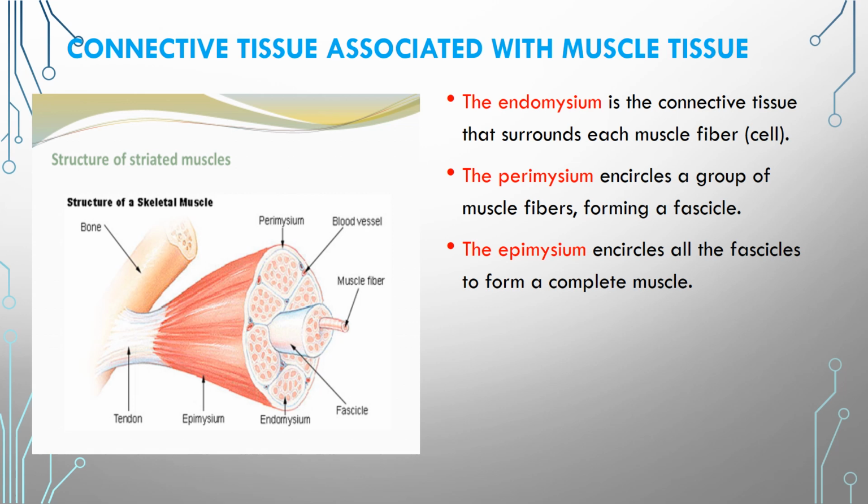The muscle fiber is covered by connective tissue coverings. The whole muscle is covered by a connective tissue sheath called the epimysium. The epimysium encircles all of the fascicles to form a complete muscle. This epimysium sends septa inside the muscle to divide the muscle into different muscle bundles, or muscle fascicles. Each muscle bundle or fascicle is surrounded by a connective tissue sheath called the perimysium.